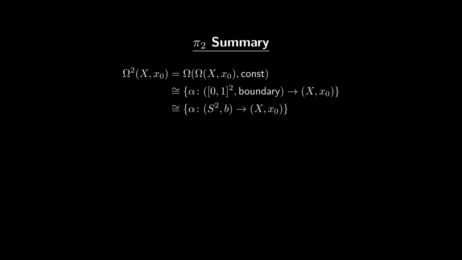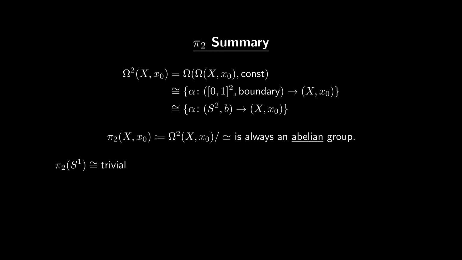To summarize this chapter on pi 2, we define the double loop space as loops of loops in X, but this can also be thought of as maps from a square into X, where the outside of the square gets sent to the base point, or as maps from a two-sphere, where some base point gets sent to the base point. When we then declare that homotopic things should count as the same, we get pi 2, and we saw that this was always an abelian group, so everything commutes. We saw pi 2 of S1 was trivial with covering spaces, pi 2 of S2 was Z, and pi 2 of larger spheres was also trivial.